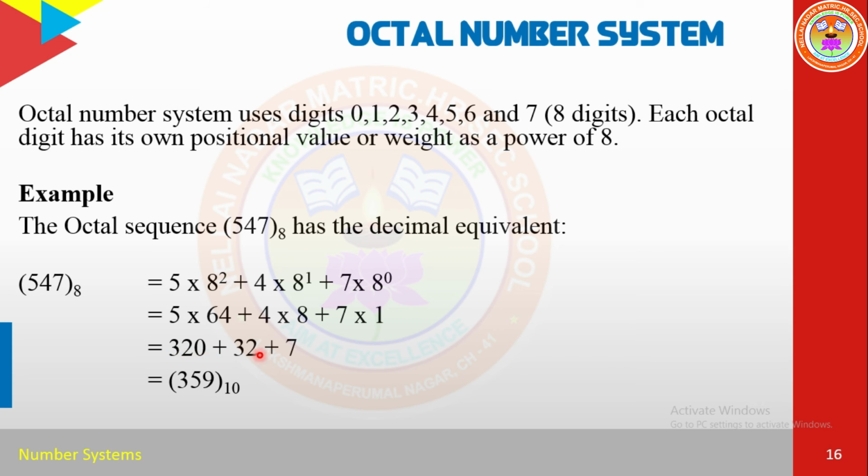Then finally you add all the values: 320 plus 32 plus 7. The final value is 359. That is the final answer. So this 359 is the decimal number because the base value is 10. This is the way you can convert an octal number into a decimal number. Okay, understood, my dear students?